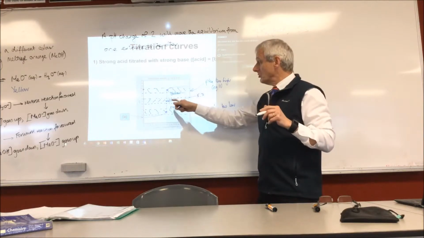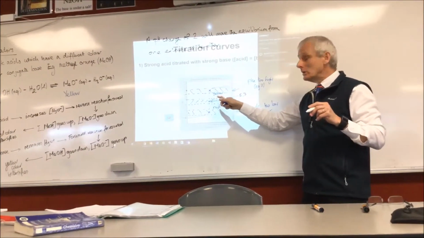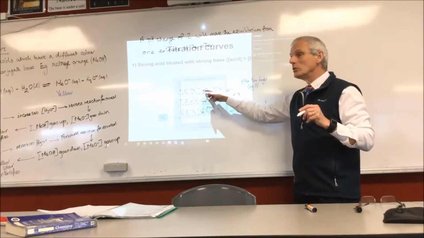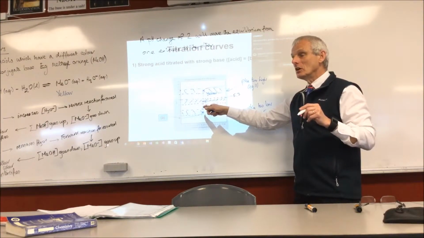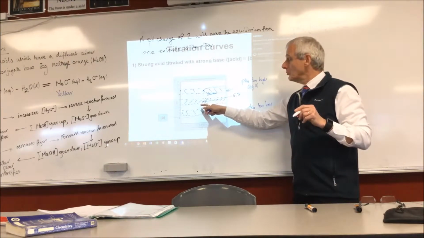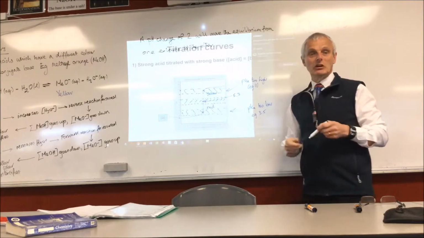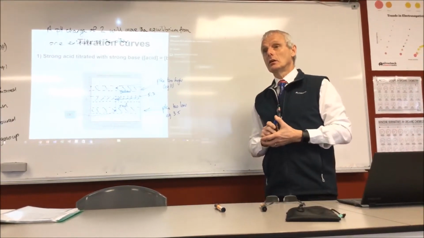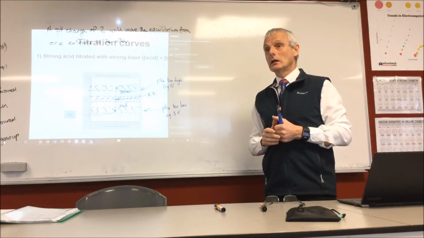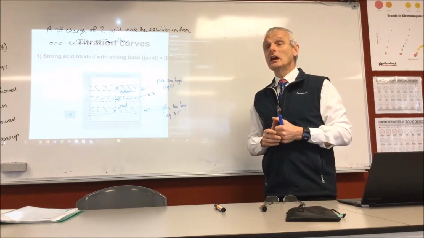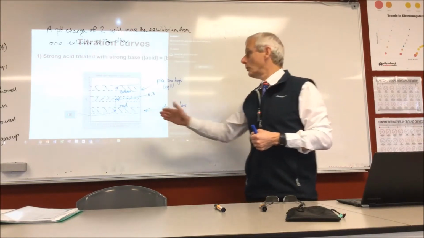So what you've got to do is pick an indicator whose pKa is as close to the equivalence point as possible, because that's where you get your big change in pH, and that's sitting at the right point where you're going to change the colour of the indicator. Yes? So would you use that last one, where it had a pKa of 11, for something where it was like a weak acid titrated with a strong base? Yes. Because the equivalence point's higher.